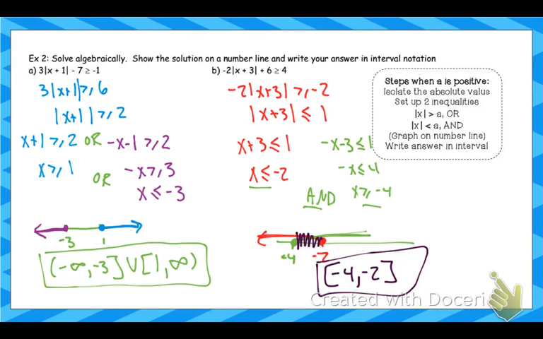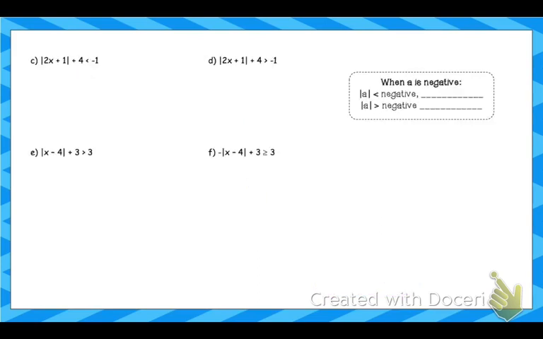All right, let's look at a couple more examples. So again, first step is to get the absolute value by itself. So absolute value of 2x plus 1 is less than negative 5. Now, the previous examples, we said those were the rules when it was absolute value and it was compared to a positive number. It's very different once we're comparing it to a negative number.